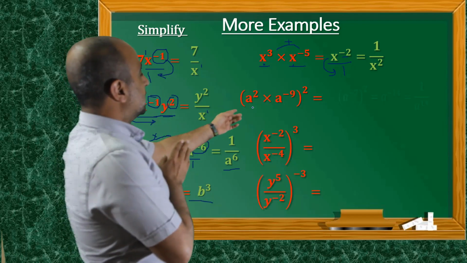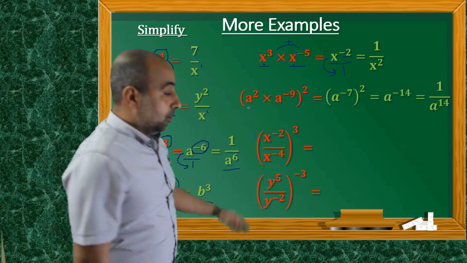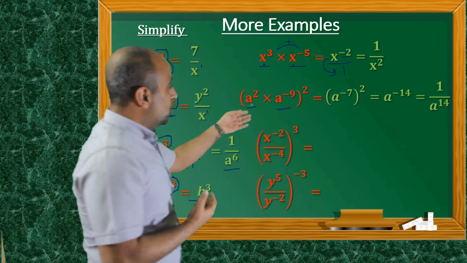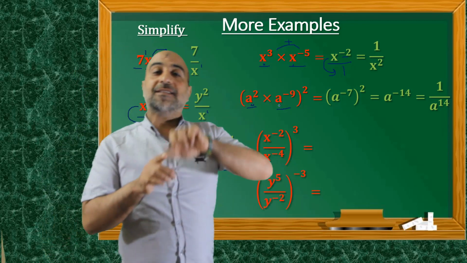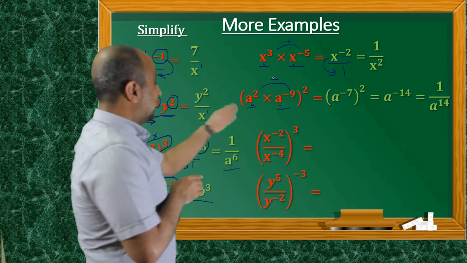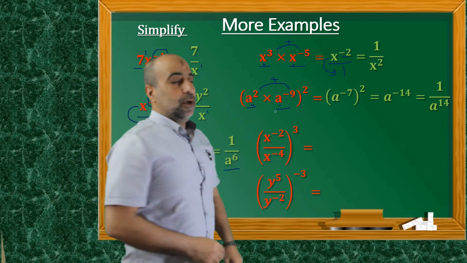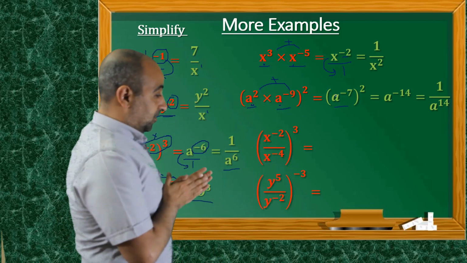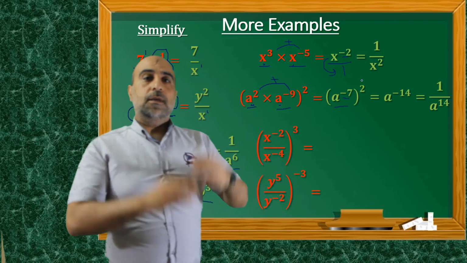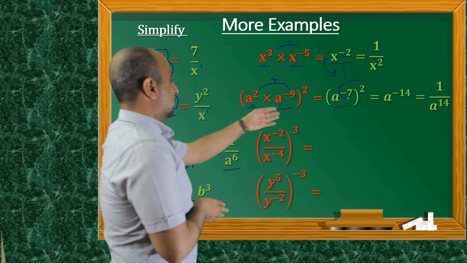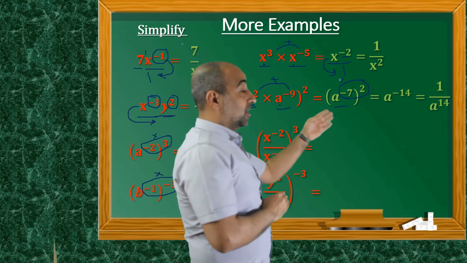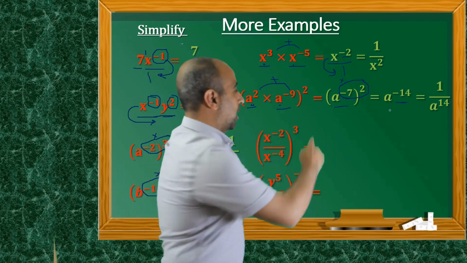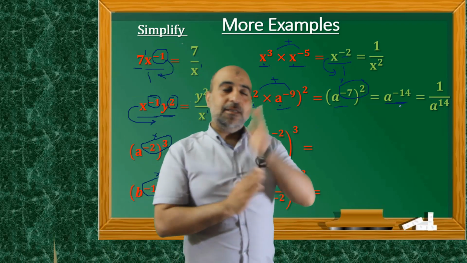a to the power of 2 multiplied by a to the power of negative 9, all to the power of 2. First, the two bases are equal, which is a. a to the power of 2 multiplied by a to the power of negative 9. We will find the sum of the two powers. Then it will be a to the power of negative 7: 2 minus 9, which is negative 7. a to the power of negative 7, all to the power of 2. Power of the power, multiply the two powers, equal to a to the power of negative 14. The power is negative. Then I have to get rid of the negative sign, put the reciprocal, 1 over a to the power of 14. And that's it. The next example.